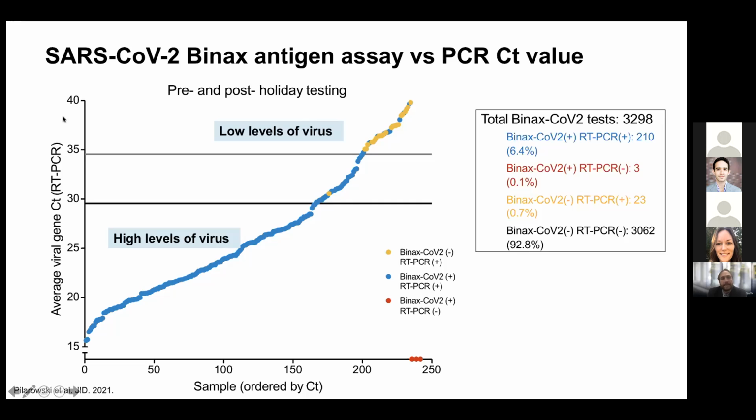And then we see in cases where viral load is very low, then the antigen test misses almost all of those cases. But the argument is that we don't actually care that much about people with low amounts of virus unless they're in that small window at the early stages of infection.